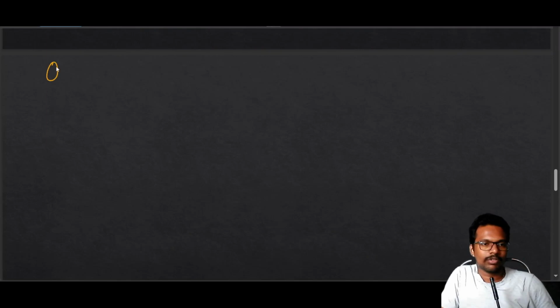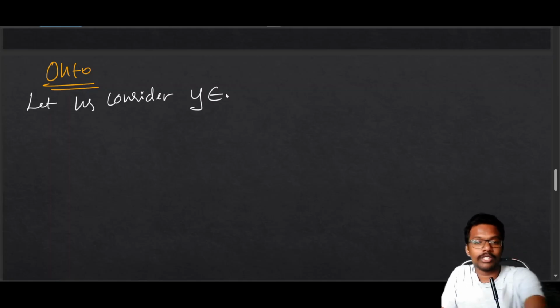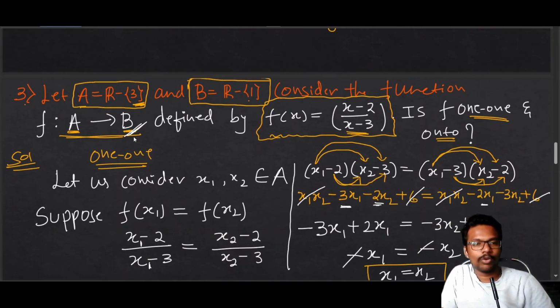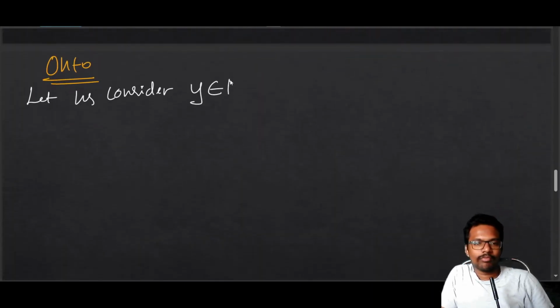Now I have to check for onto. So next we are going to check the onto concept. The same sentence we have to write. So let us consider y belongs to the codomain. Codomain here, if you observe, is B. Domain A we have already used, so when it comes to onto we have to use the codomain. The codomain is denoted as B here, so I am using B. So y belongs to B, which is nothing but the codomain.